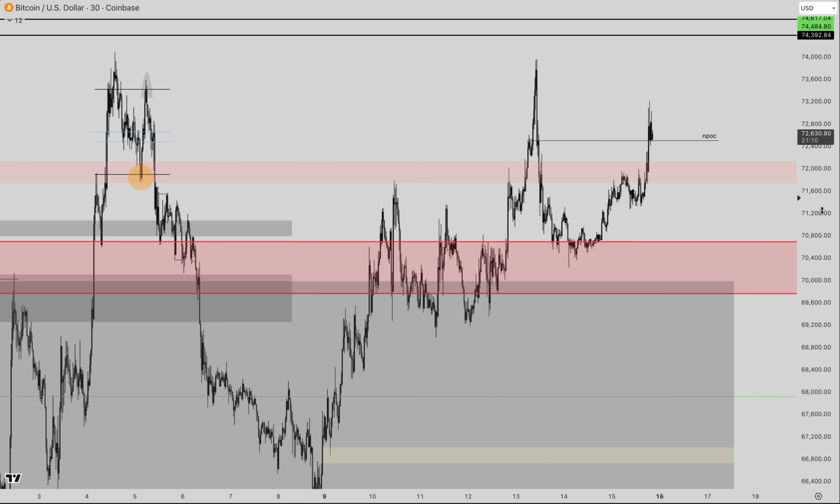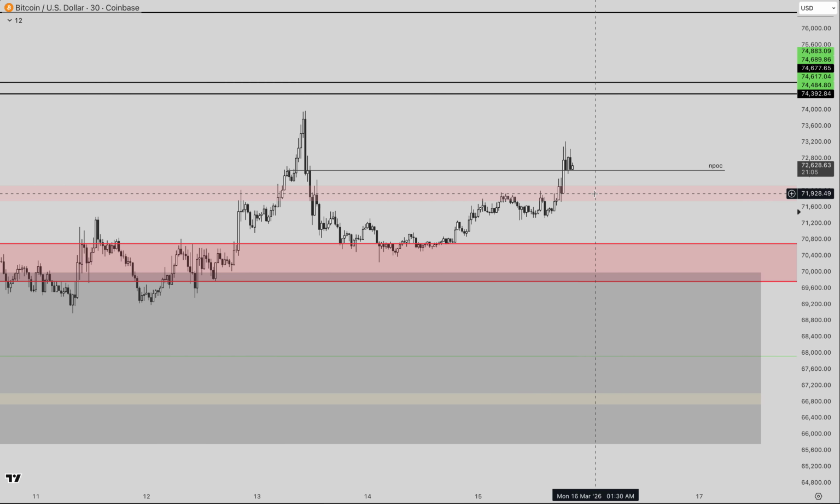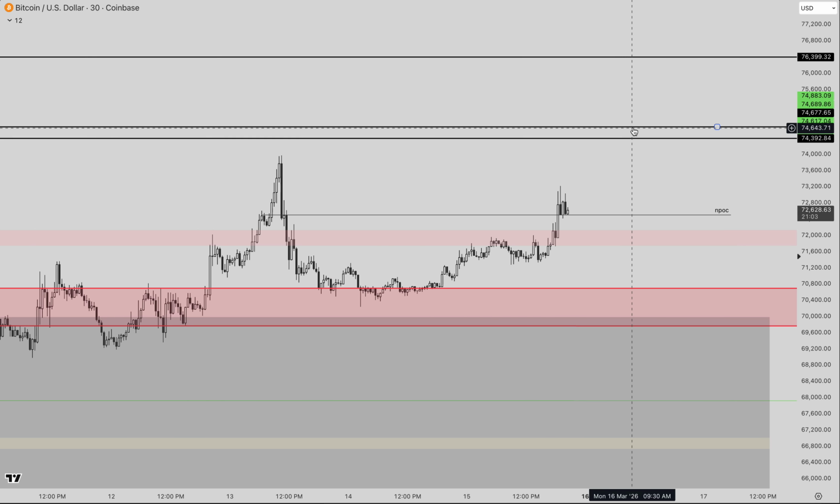Low time frame bullish. If you're asking what I expect over the next few days, like into this week, I would not be surprised if we take out 74K. I do not think New York Open will be held tomorrow.